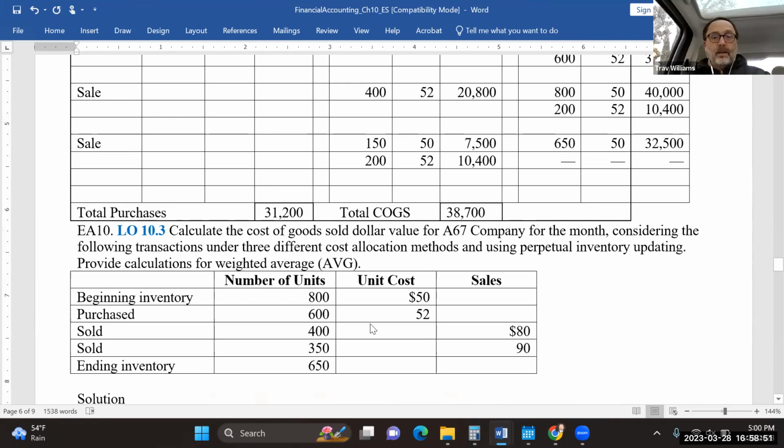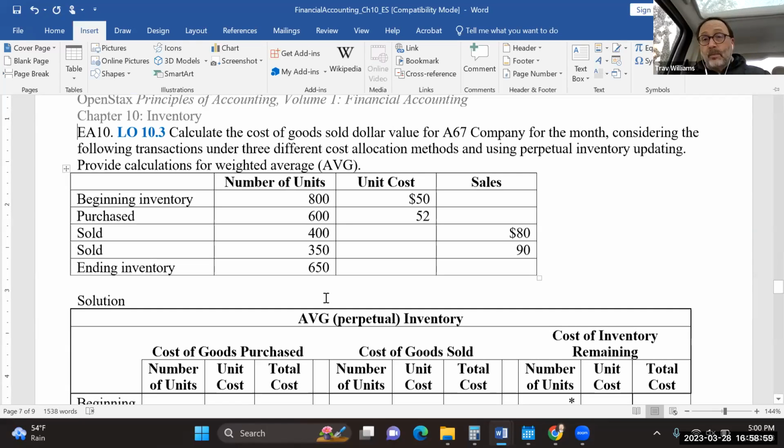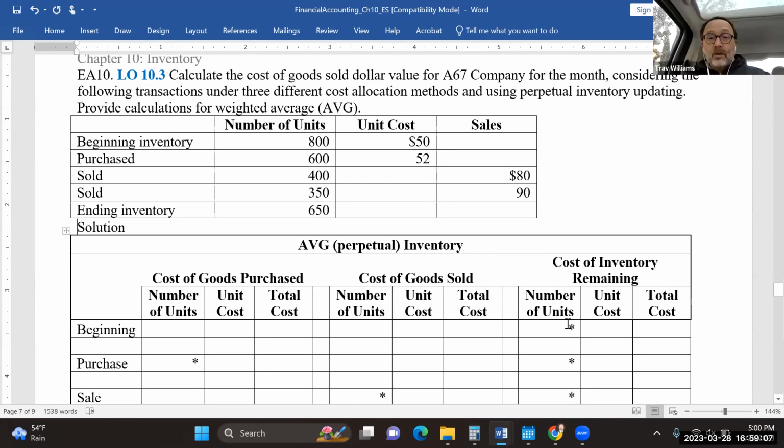Now, this is a little bit different. We don't track separate lots in the weighted average method. What we have to do is combine them and get an average every time there's a new purchase. So once again, we're starting out exactly the same because we have only one lot.